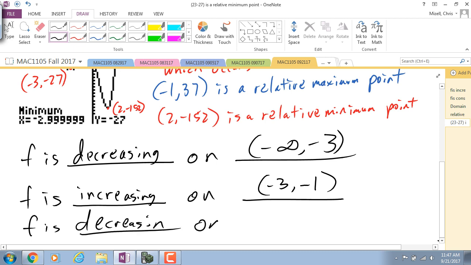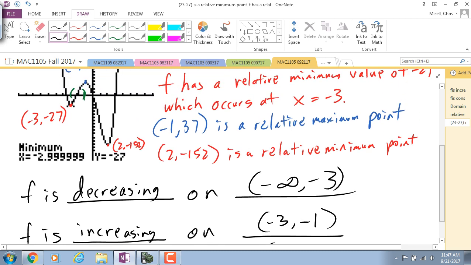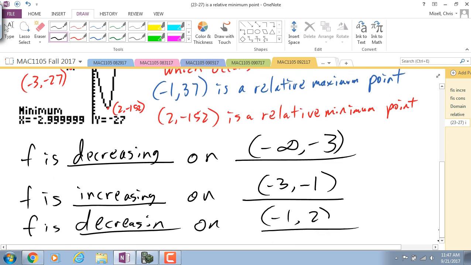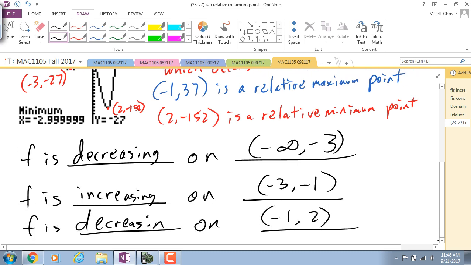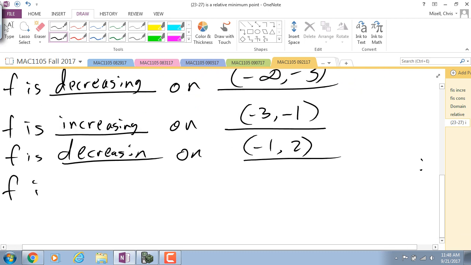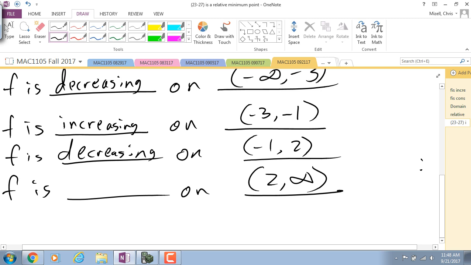Decreasing on the interval from where it started at negative 1 to where it stops decreasing. Decreasing from negative 1 to 2. Along that interval, the graph is falling. And it does not turn again. So whatever it starts doing at 2, it keeps on doing that all the way out to positive infinity. F is increasing on the interval from 2 to positive infinity.